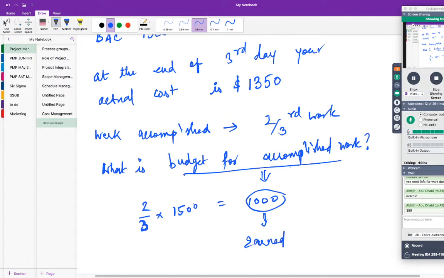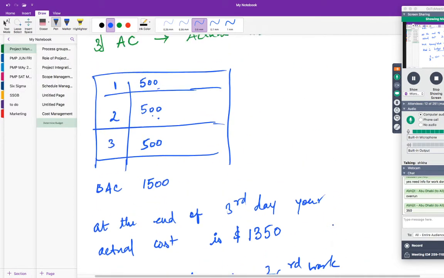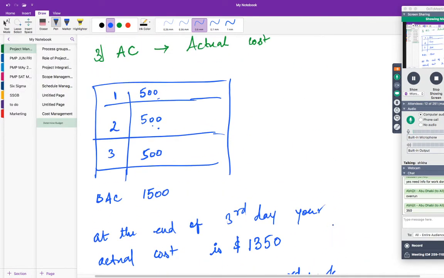This value is called what? Earned value. You get this? So what is planned value? Planned value is, for the scheduled work, whatever is your budget, it's called planned value.